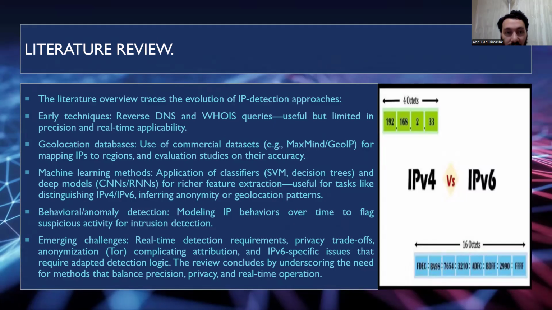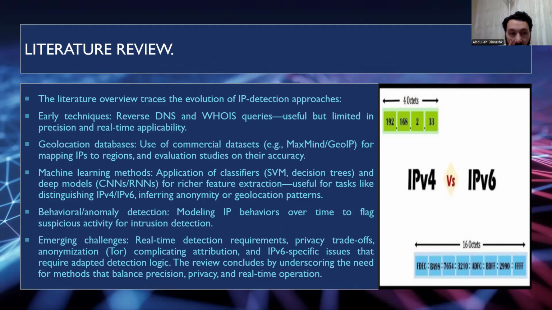Second point, geolocation databases. Use of commercial datasets like MaxMind GeoIP for mapping IP to regions, and evaluation studies of their accuracy. Third point, machine learning methods. Application of classifiers like SVM, decision trees, and deep models such as CNNs and RNNs for richer feature extraction, useful for tasks like distinguishing IPv4 and IPv6, and inferring anonymity or geolocation patterns.